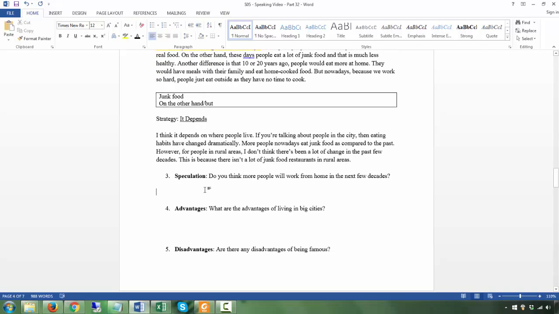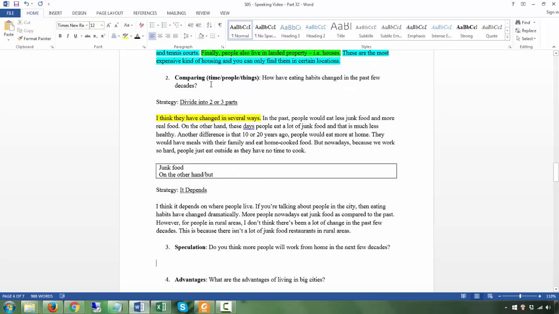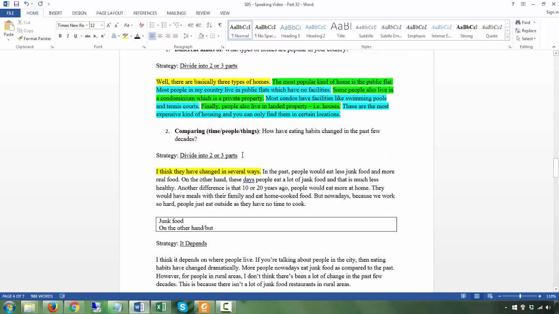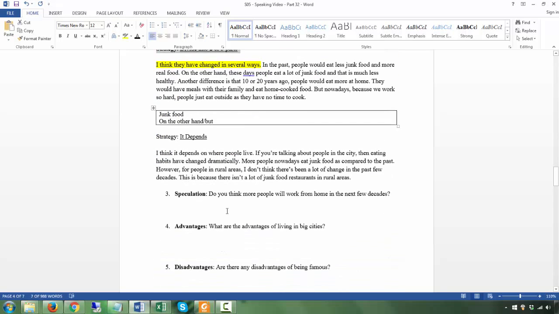Let's go to the next question right now, which is speculation. Now, speculation questions, basically a speculation question is very similar to a comparison. Comparisons are where you compare, normally if you're talking about time, the past versus the present. Speculation is where you're comparing the present versus the future. Okay, so let's look at this. We're going to use the common strategy, divide into 2 or 3 parts.